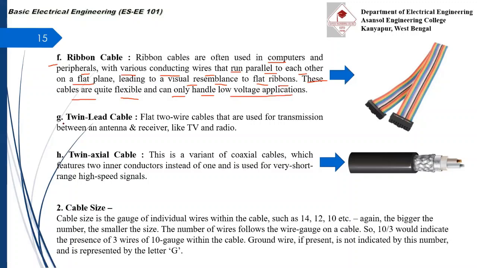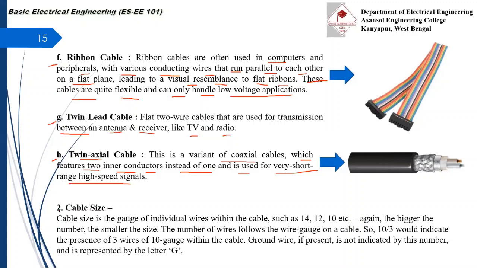Okay. Next is twin lead cable. Flat two-wire cable that is used for transmission between antenna and receiver like TV and radio. Next is twin axial cable. This is a variant of coaxial cable which features two inner conductors instead of one, and it is used for very short range high speed signal.